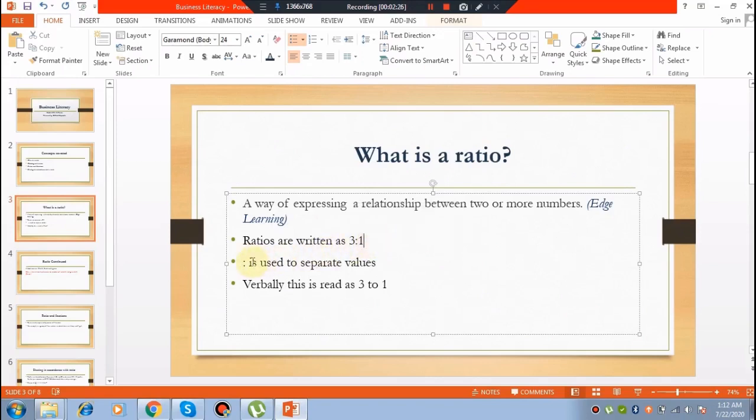This sign here is the one that we use to separate the values. It can be two or more numbers, so it can also include another number there. As long as you have that separator, your ratios do have a meaning. So how do you read it? If it is written 3:1:5, that's how you read your ratio. Simple and straightforward.